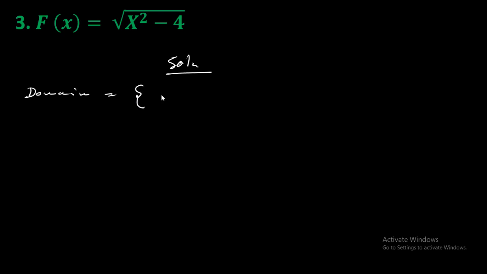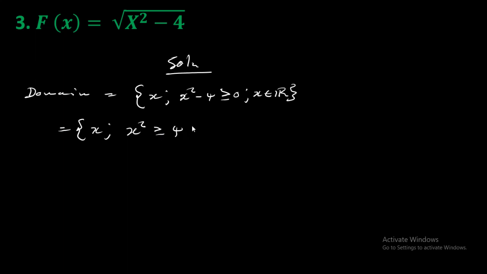So the domain is equal to x, such that you get what is inside. So you say x squared minus 4 is greater than or equal to 0, such that x is a member of real numbers. Then after you do that, you can work that out. So this will be x such that x squared is greater than or equal to 4, such that x is a member of real numbers.